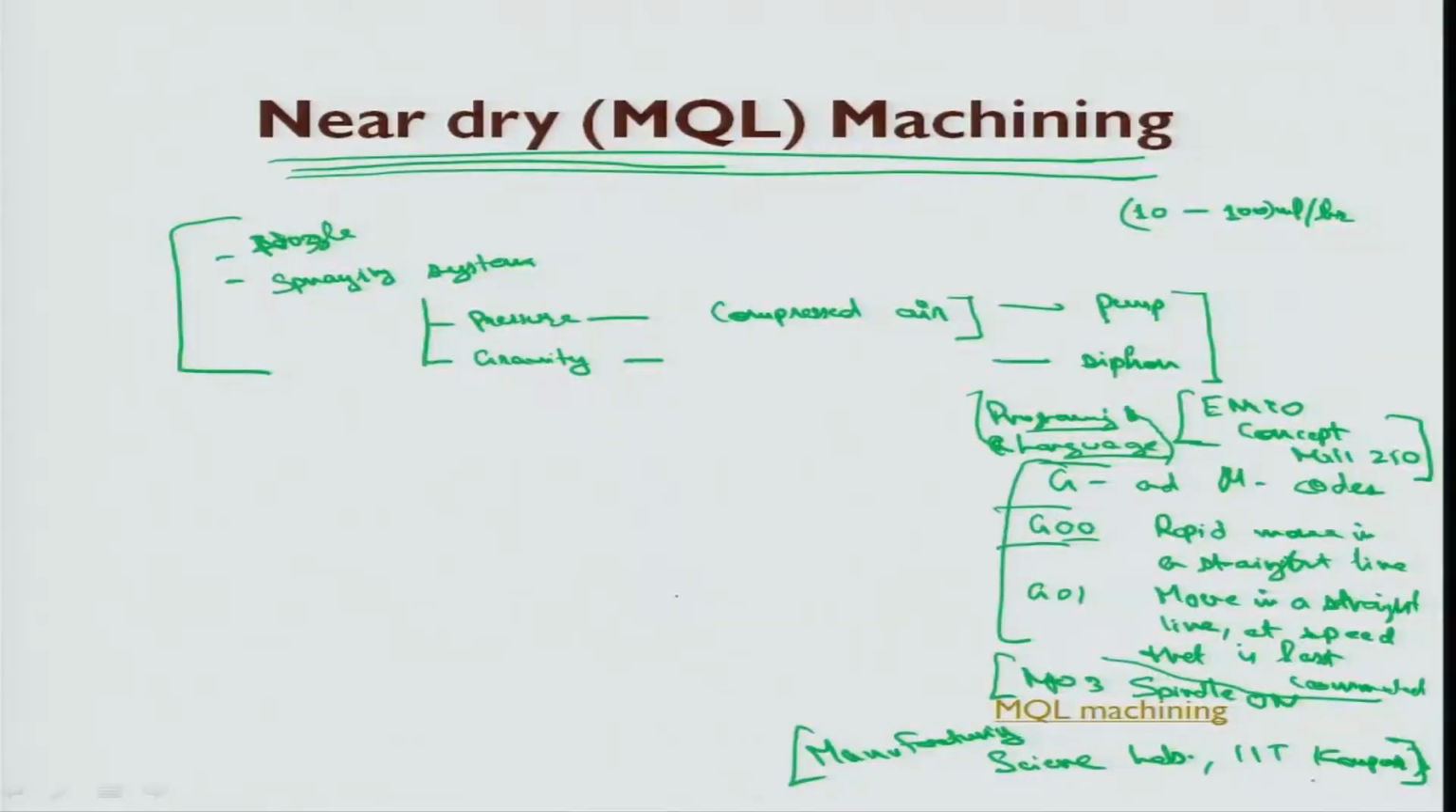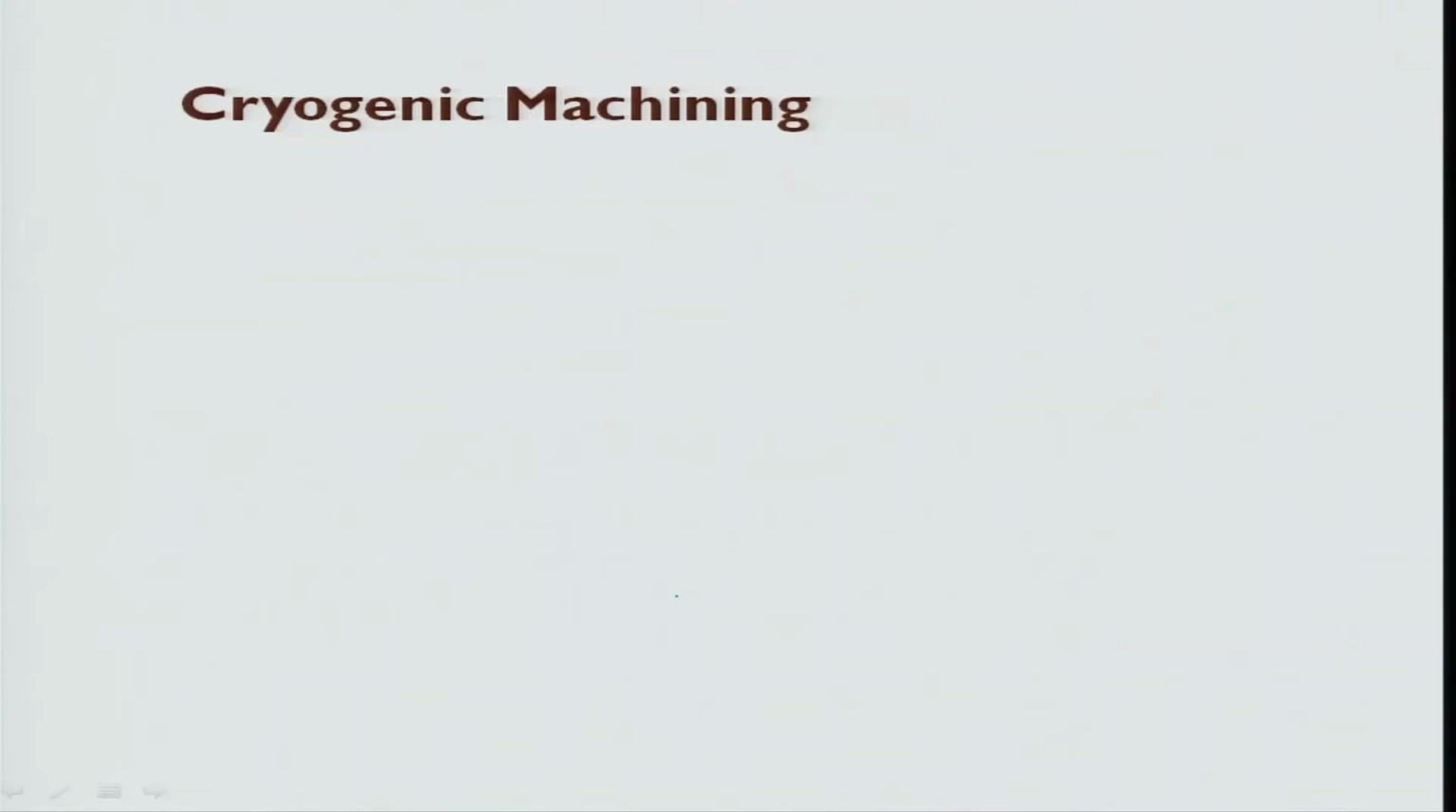One other kind of option, or green option, is cryogenic machining. What is cryogenic? Cryo means frost. This is cryo.